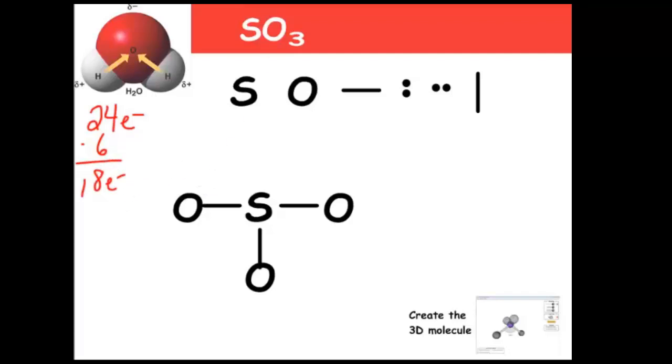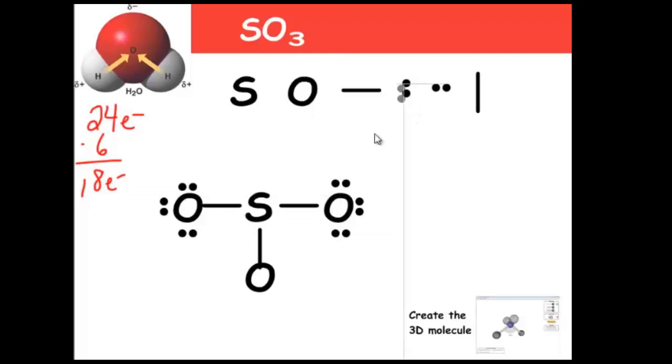Now the next rule is to give the extra electrons to your outer guys and give them an octet. So we have 18 electrons, and each one of these oxygens needs 6 to have the octet. It's got 2 in the bond, but it needs 6 more from somewhere. So it's going to take it out of the pool. Remember, they're going to divvy everything up so everybody has an octet.